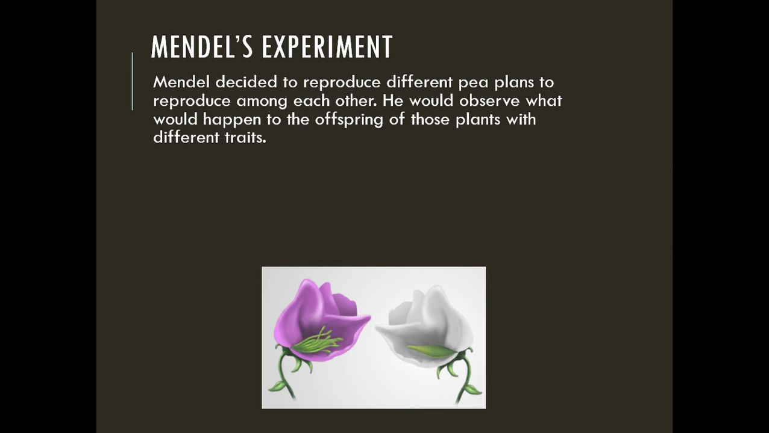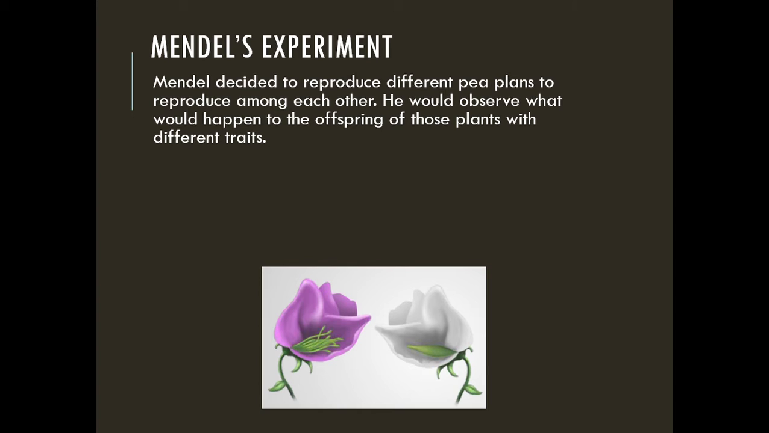Alright, so here is something interesting. The plant is basically the same. They are peas, but you can notice that they have a different color. So how is it related to Mendel's experiment? Mendel decided to reproduce different pea plants among each other. He would observe what will happen to the offspring of those plants with their different traits.